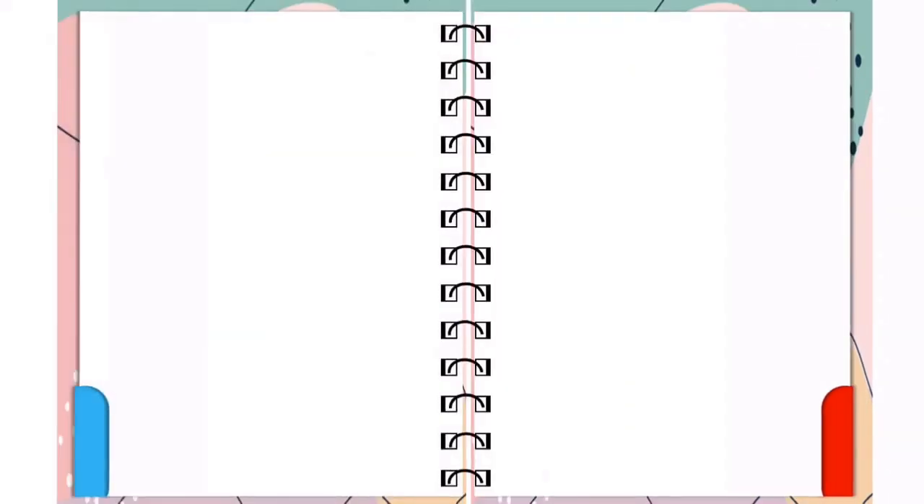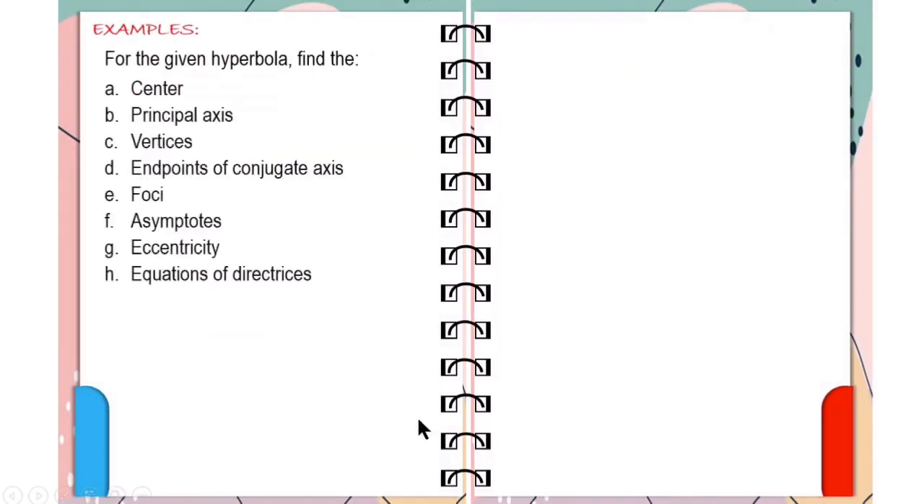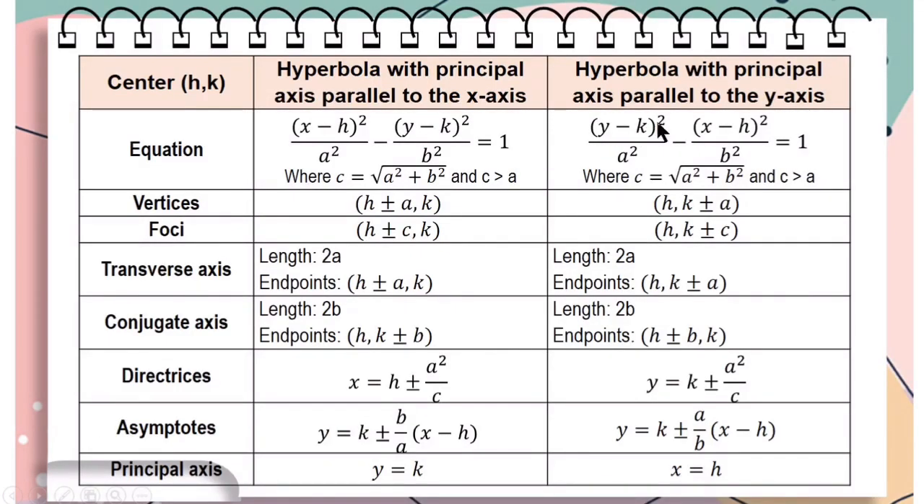Another example. Also find the center, principal axis, vertices, endpoints of conjugate axis, foci, asymptotes, eccentricity, and equations of directrices of the hyperbola (y + 1)² over 144 minus (x + 3)² over 25 equals 1. The equation is of the form (y − k)² over a² minus (x − h)² over b² equals 1.